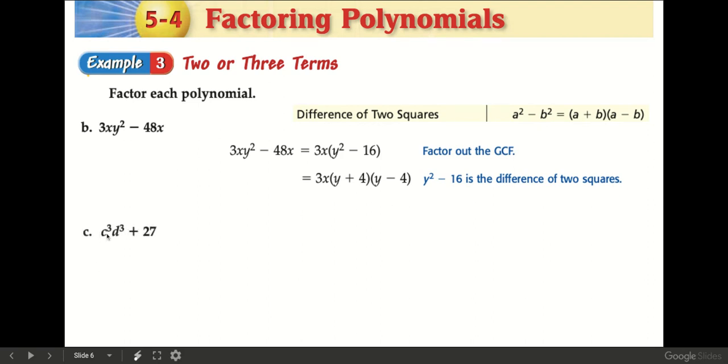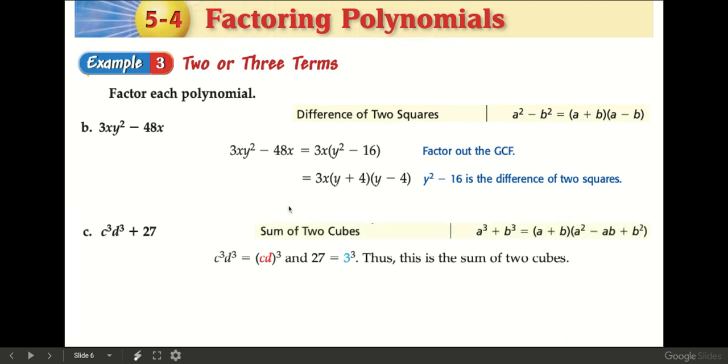Here I have c cubed d cubed plus 27. Now if you notice here, these aren't perfect squares, but they are cubes. And you can see c cubed d cubed is just cd cubed, right? cd times cd times cd is cd cubed. And 27 is actually 3 cubed. 3 times 3 times 3 is 27. Thus, this is actually a sum of two cubes. And again, that chart that I showed you early on, which I asked you to write down, this is what it said. It said if you have a cube plus another cube, that's equal to this algorithm here.